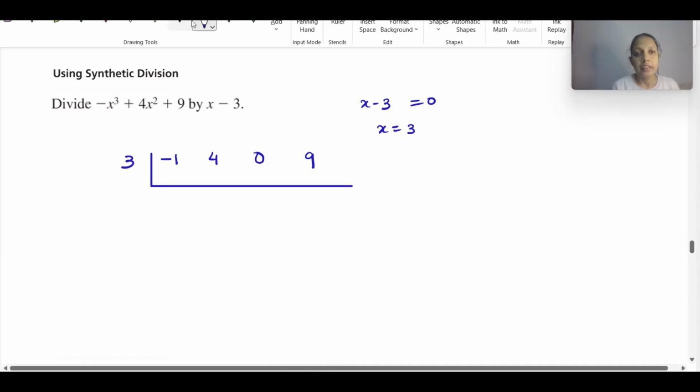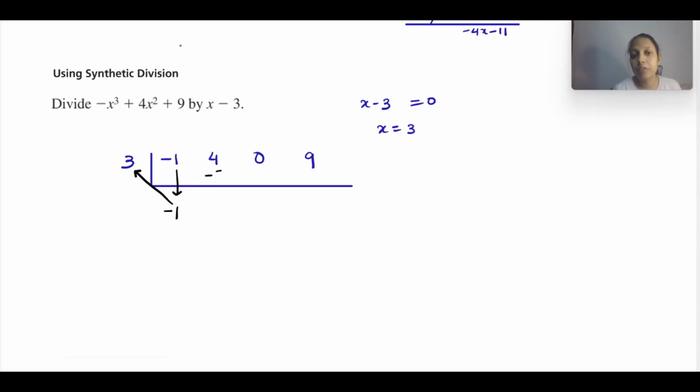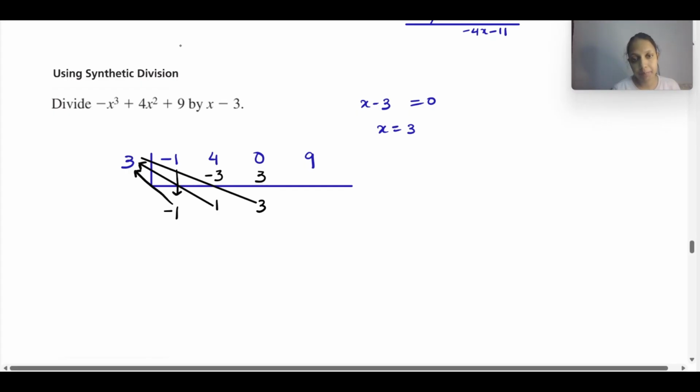Okay. The concept is to leave this term down as it is, negative 1. Now multiply this negative 1 with 3. It's negative 3. 4 and negative 3, 1. Multiply 1 with 3. 3 ones are 3. 3 plus 0, 3. Here we are not changing the sign. We are taking the same sign as they are. 3 threes are 9. 9 and 9, 18.